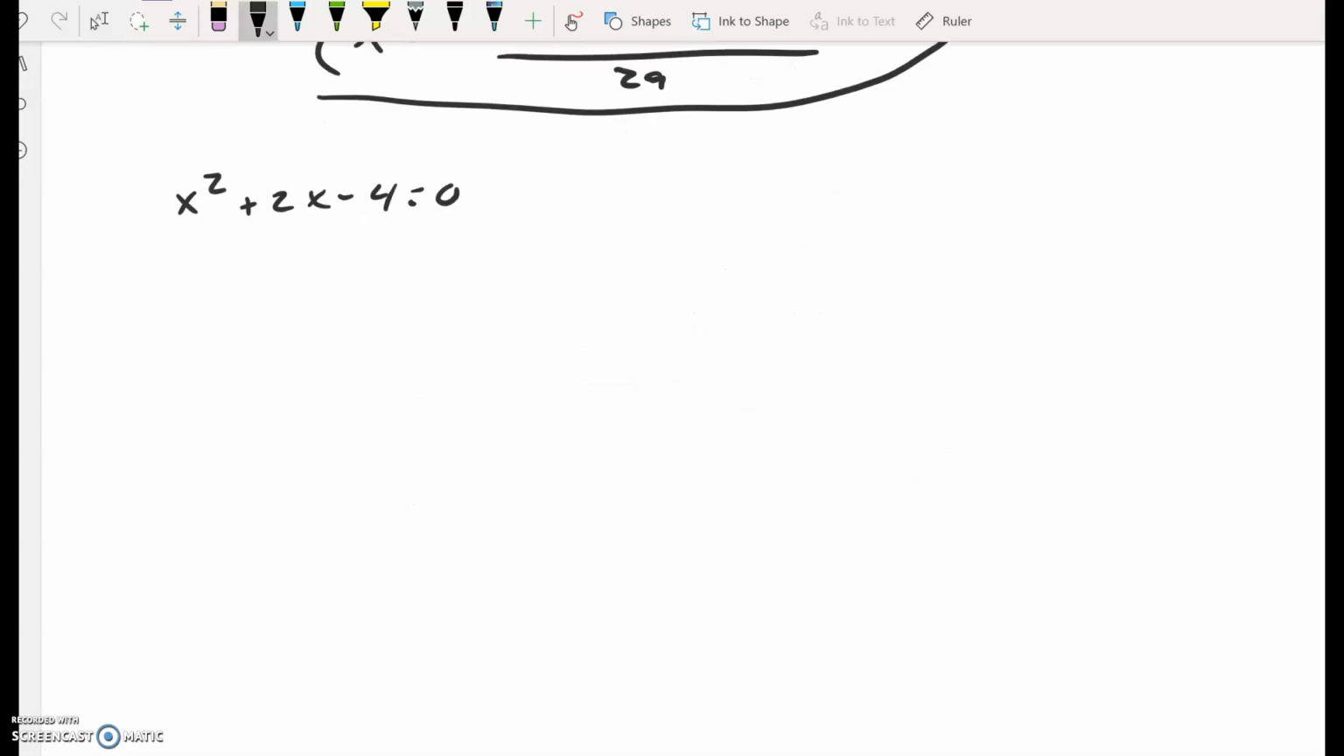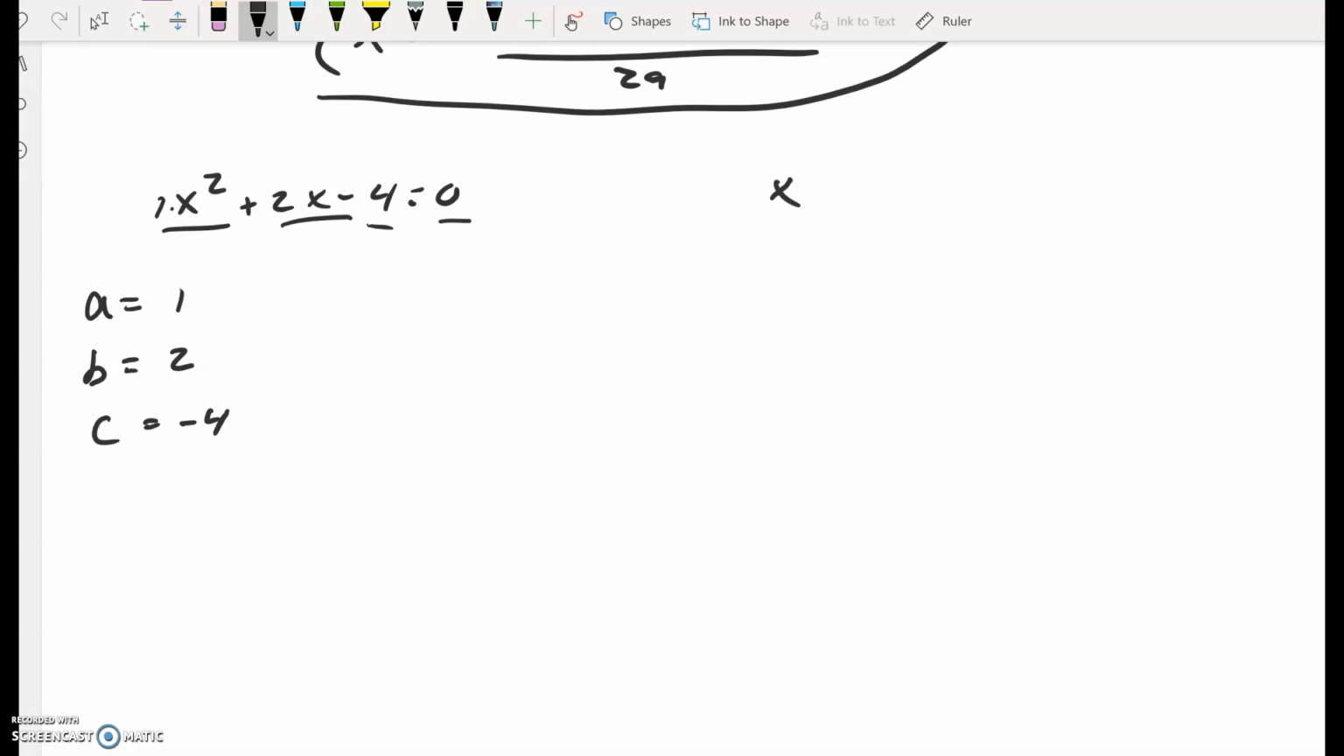We use the quadratic formula. Well, we get 0 on one side, and then we strip off the coefficients. A is the coefficient of the squared term. Here it's an understood 1. B is the coefficient of the x term. It's a 2. C is the number. It's a -4.